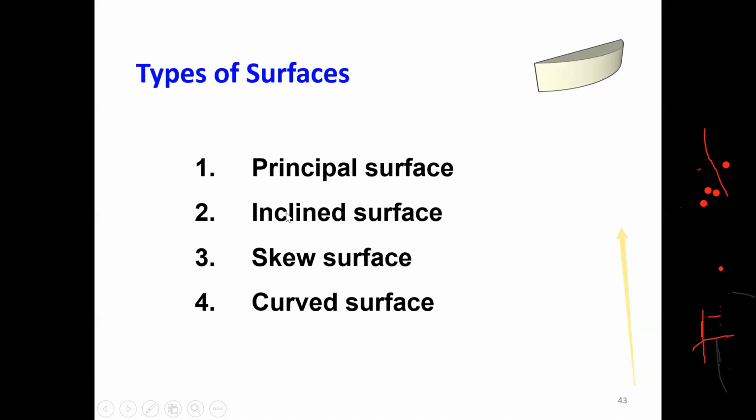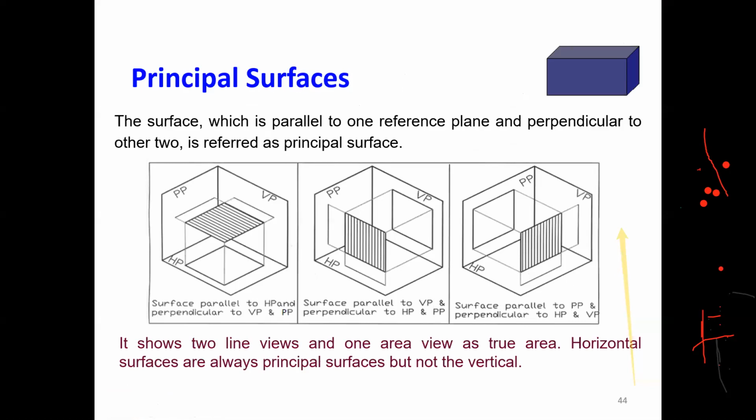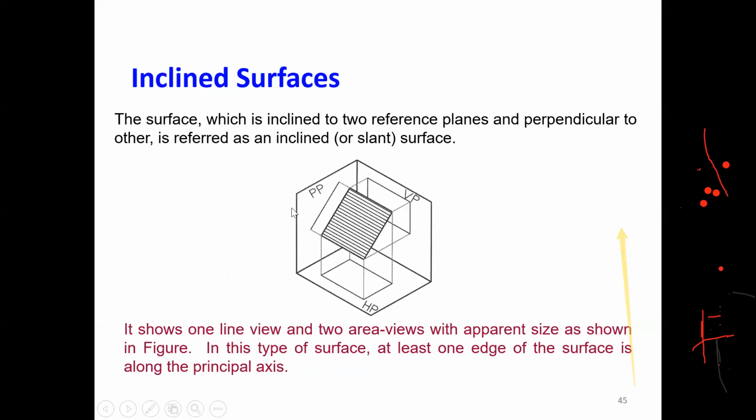Then there are different surfaces. This one is a principal surface, inclined surface, skew surface, curved surface. There are different surfaces that are required to be learned. When a surface is either parallel or perpendicular to the reference planes, then it is called a principal surface. So you can see here parallel to HP, perpendicular to VP, perpendicular to PP. This kind of surface is called a principal surface. Okay. An inclined surface, everybody knows, is inclined to one of the reference planes. So it is inclined to HP as well as inclined to VP, but it is perpendicular to PP. So this is called an inclined surface.